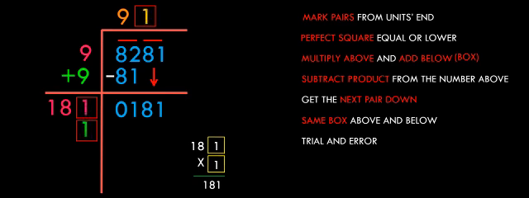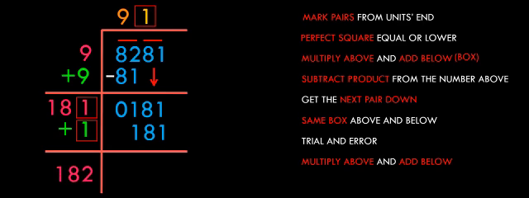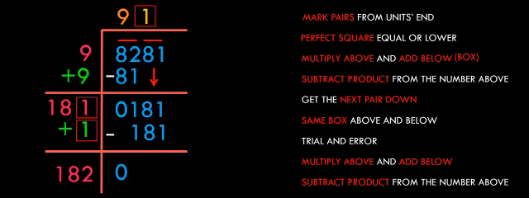Now let us put the number 1 in the required boxes. Now we will again multiply above and add below. We will subtract the product from the number above. And we got 0. The moment we get 0, we stop then and there. The number at the top will be our answer. So, the square root of 8281 is 91.